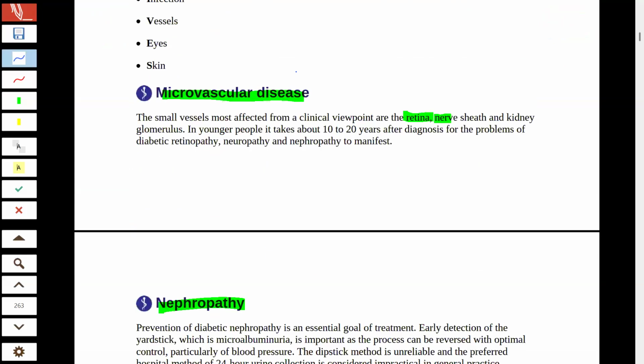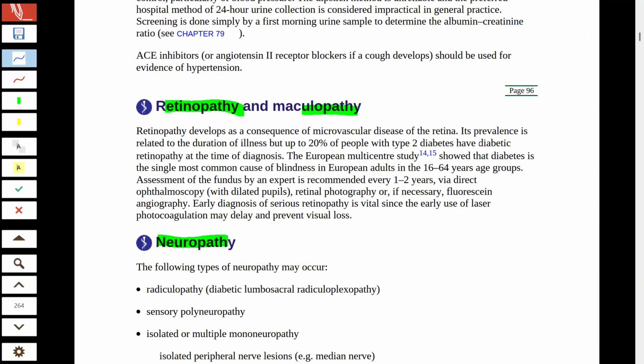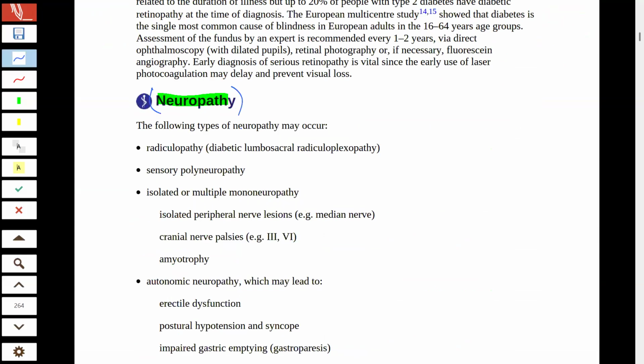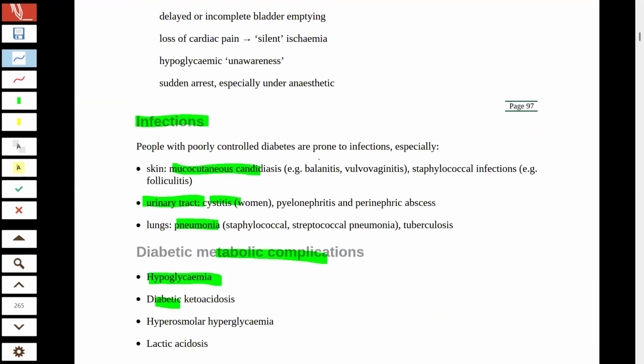Microvascular complications: retina, artery, kidney damage, nephropathy. You can read it simply. There is retinopathy, nephropathy, neuropathy; I am discussing all the things in detail with you. Just need a superficial read, in your own time. Infection: a lot of infections occur in those patients who have poorly controlled diabetes: mucocutaneous infection, UTI, cystitis, pneumonia. These are the pyelonephritis. These are the infections.